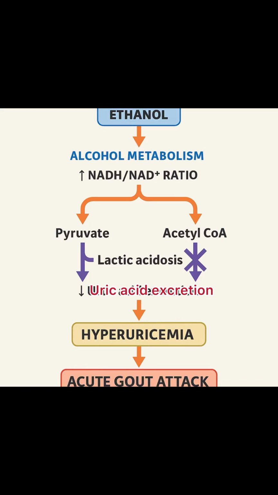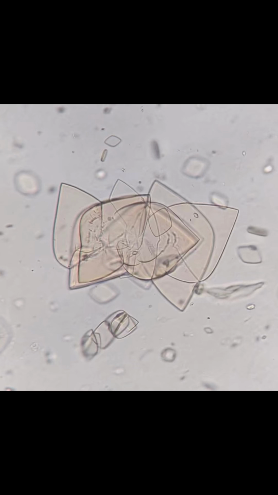But wait, there's another layer. Oh. That increased lactate also lowers the body's pH slightly, makes things a bit more acidic. And here's the kicker. Uric acid is much less soluble in acidic conditions at a lower pH. Less soluble, meaning it falls out of solution. Exactly. It precipitates out as sharp, needle-like crystals, monosodium urate crystals.